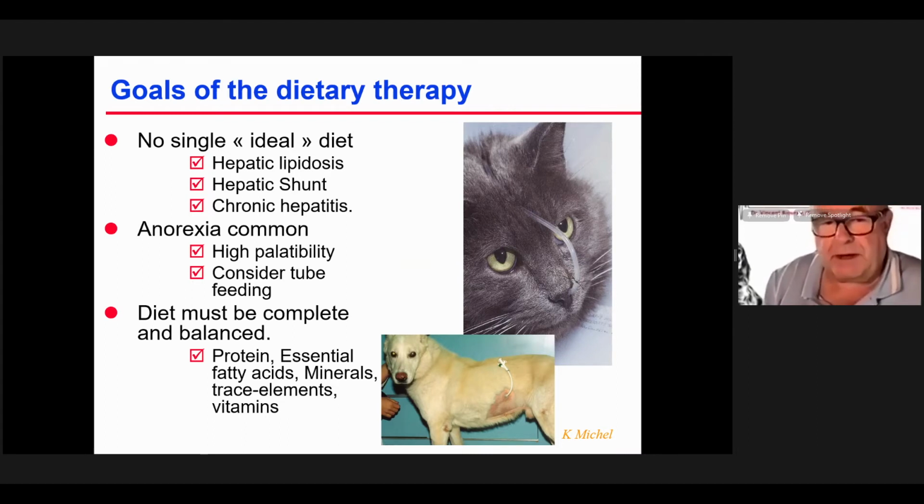And of course, finally, the diet must be complete and balanced. That is, it has to contain all the nutrients that are necessary for a dog or a cat. That's protein, amino acids, essential fatty acids, minerals, trace elements, and vitamins. And that's true also in any disease. You want to give all the nutrients that are necessary, except if some of those nutrients can be an issue in that disease.